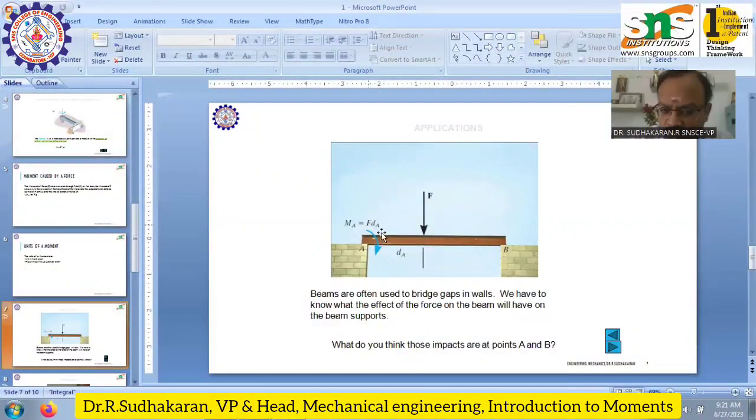This moment gives you a measure of how much rotational tendency will be created on the body, because based on the rotational tendency we have to provide the support to prevent the structure from failing. So moments help us to determine how much support we have to provide to the structure so that the rotational tendencies get arrested.